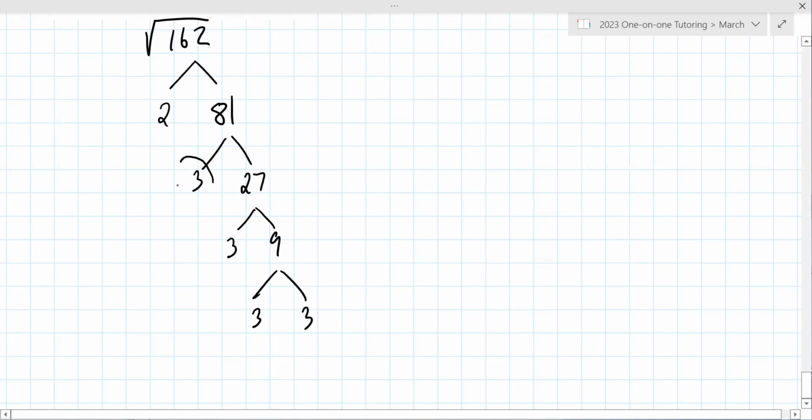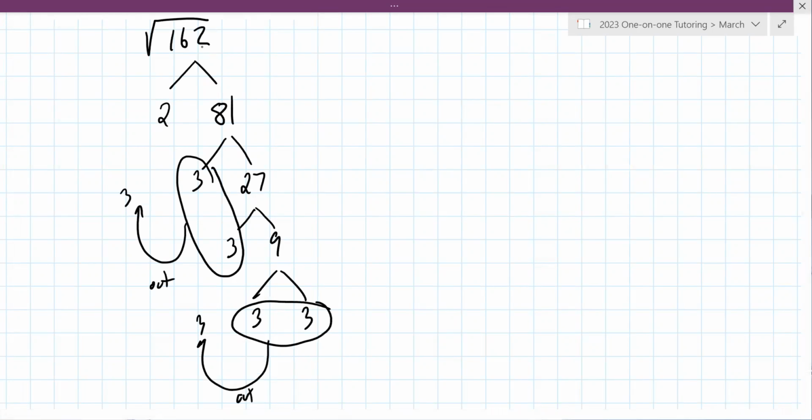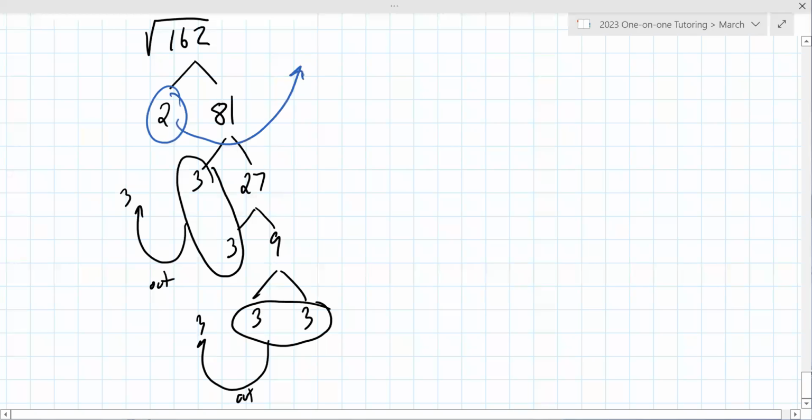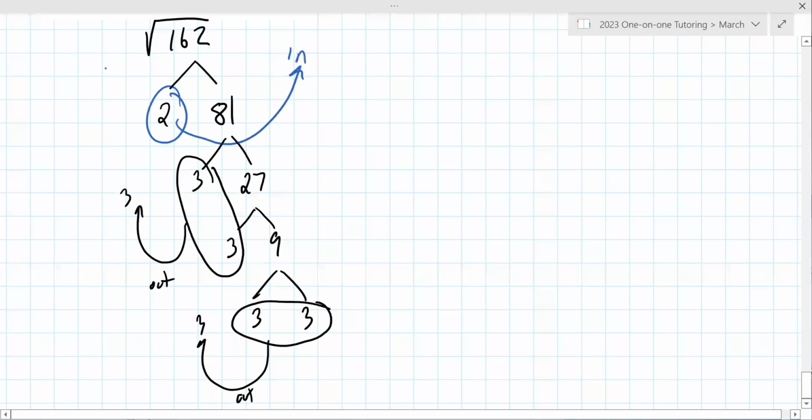So you circle pairs. You got a pair of 3s, you bring one out. A pair of 3s, you bring one out. There's nothing to go with the 2, so it's going to stay in. So you brought a 3 out, you brought a 3 out, square root of what's left over on the inside, which is 2, or 9 square root 2.